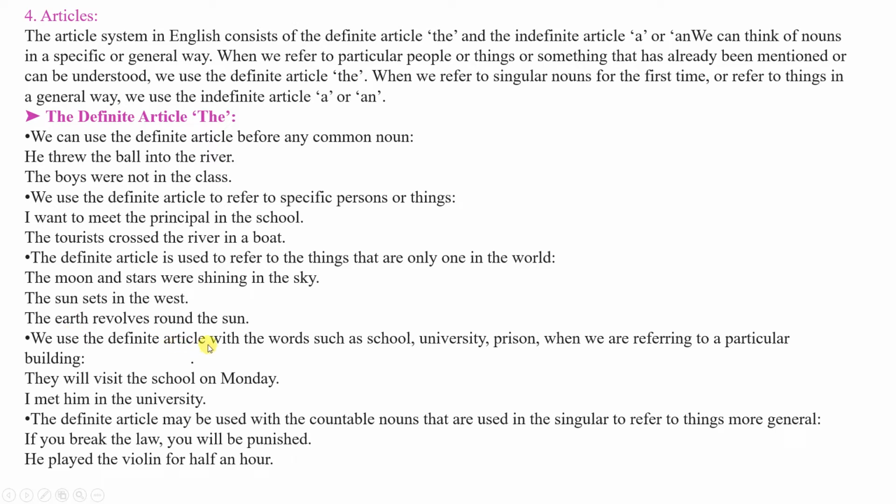We use the definite article with words such as school, university, prison, etc. They will visit the school on Monday. That means for these words also the is used because it is a particular building. The definite article may be used with countable nouns that are used in the singular to refer to things more general.